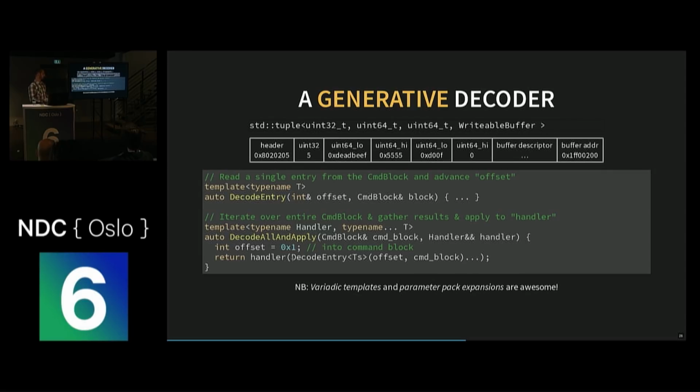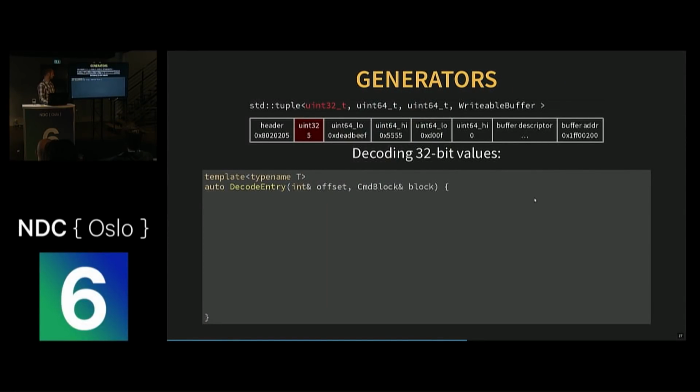Yeah, variadic templates and parameter packs are awesome for this kind of thing, because I haven't shown you this decode entry function yet, but naively you might have expected that iterating over the entire command block might require some sort of for loop, some more advanced index counting or anything. But no, it all boils down to this parameter pack expansion at the bottom right here. So that's really, really powerful.